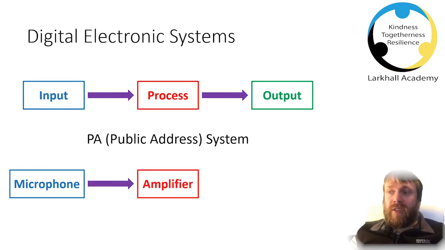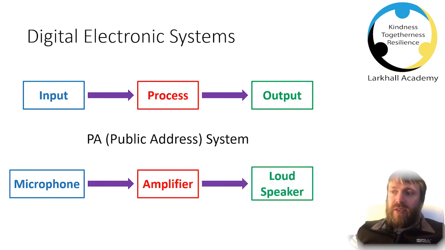So we have to process that, and that goes through an amplifier. Once it's been through the amplifier, basically the amplifier makes the sound louder. It boosts the amplitude of the sound, and we get our output. In this case it is going to be a loudspeaker, of course. That's how we would hear things.